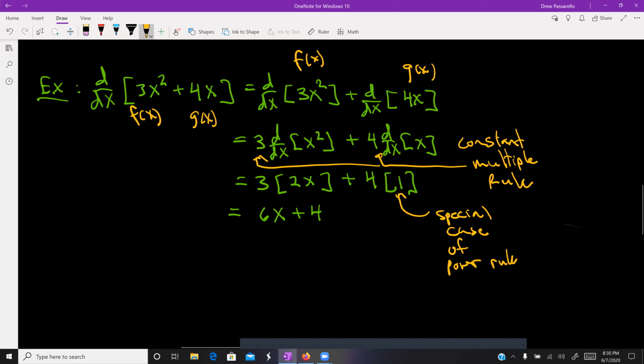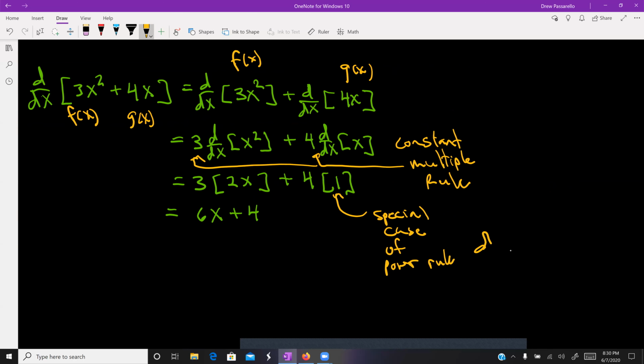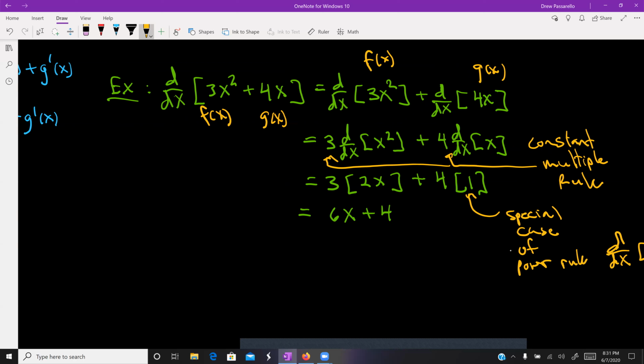Right, so just have it ingrained that the derivative of x is always 1. All right, so then I combine the two together. So I had 3 times 2x is 6x, and then plus 4 times 1, 4 times 1 is 4. So the result is 6x plus 4.